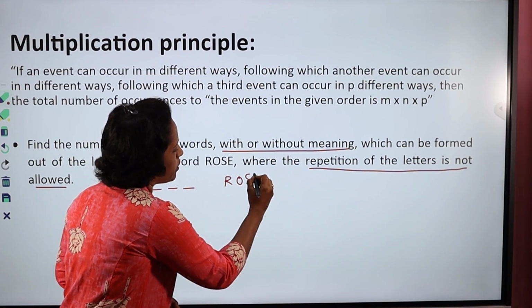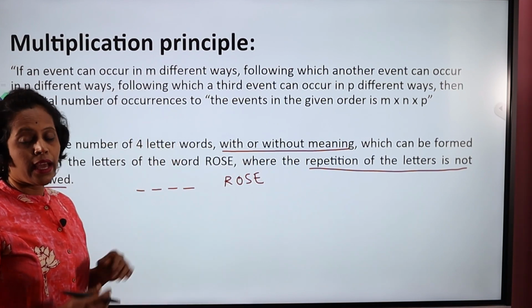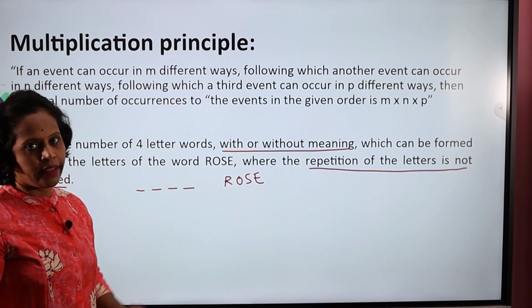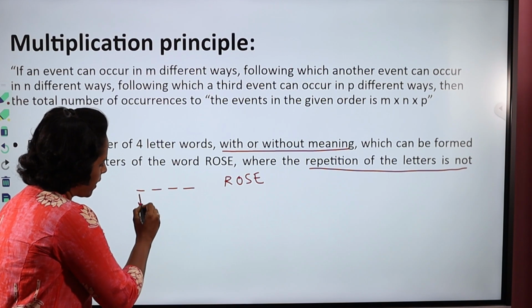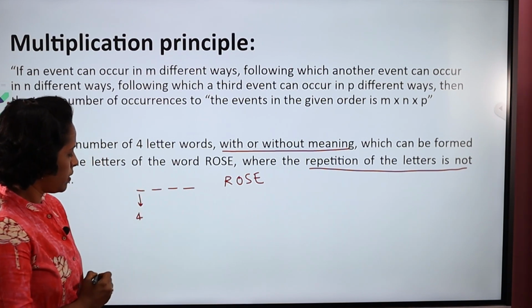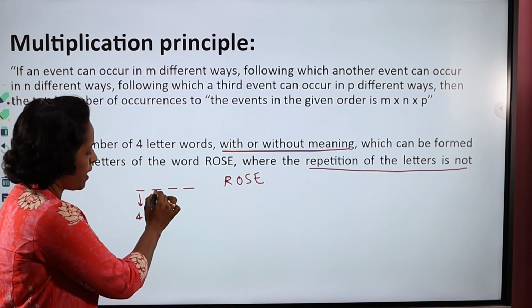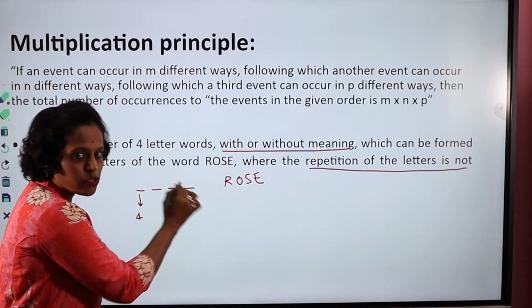R-O-S-E are the letters that we have. The first blank can be filled in 4 ways. We can select either R, O, S or E, right? So, this blank can go in 4 ways. Here, we should form 4-letter words, right? So, this should be there, this should be there, this one and this one should be there.